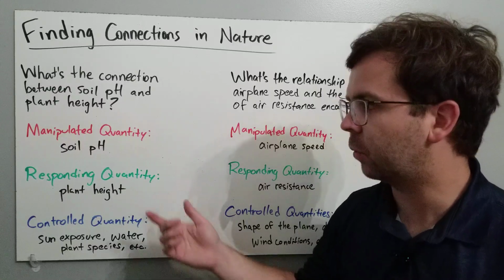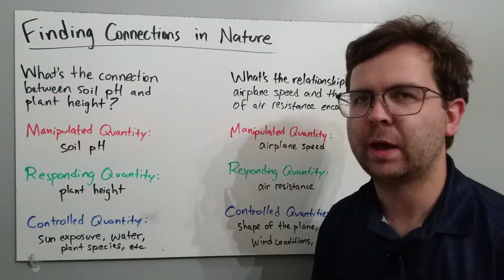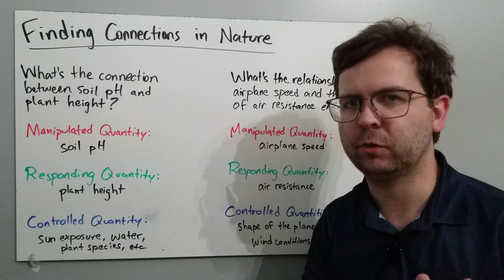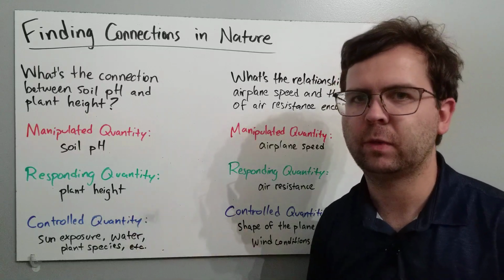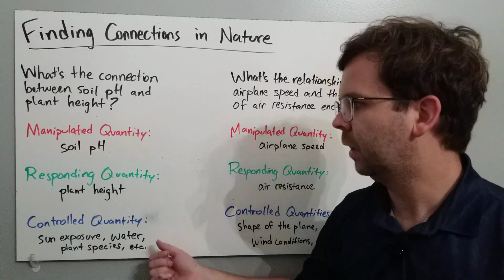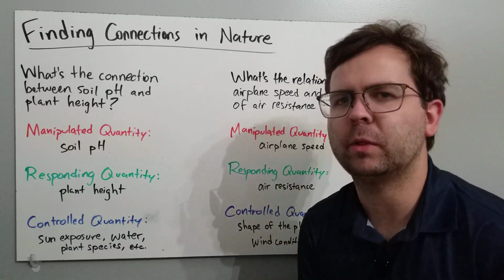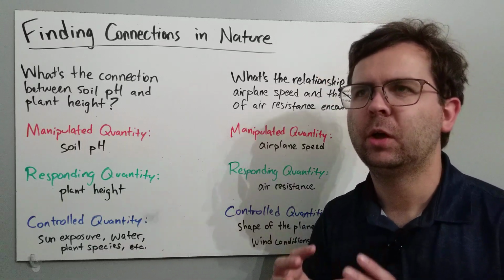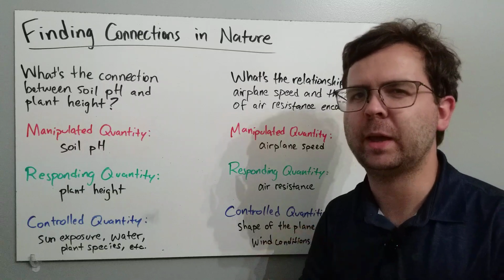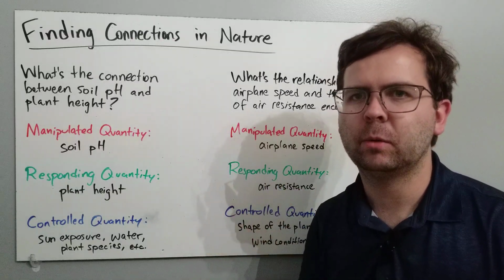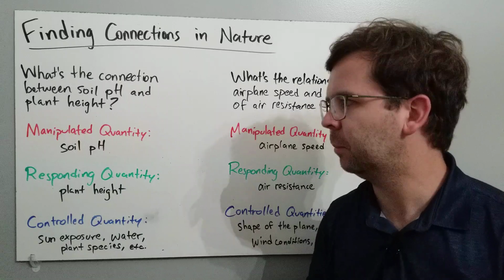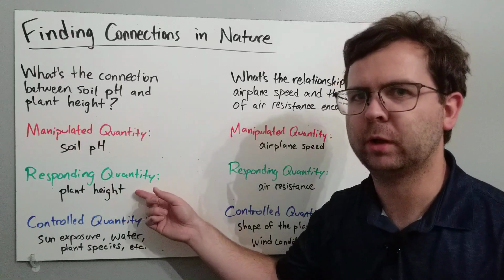And then the responding quantity, the thing that we can measure as a response to our manipulation, as a response to the changing pH, is the plant height. So that's going to be our responding quantity. And then the controlled quantities are going to be the things that we want to make sure we control. We keep them the same each time we manipulate the pH, because if we don't keep these things the same, it might actually affect the responding quantity as well.